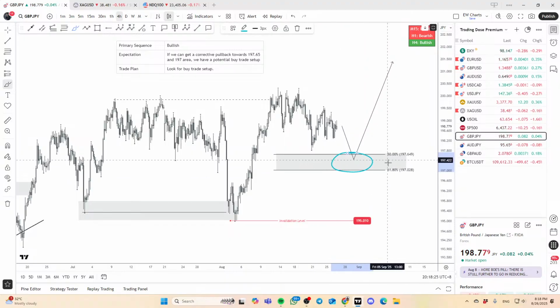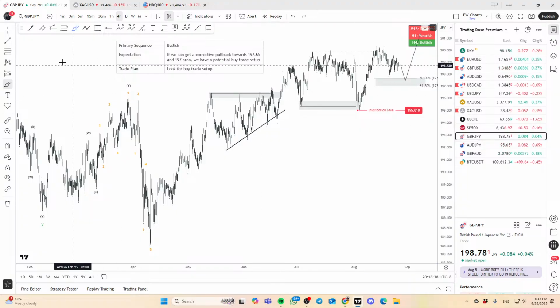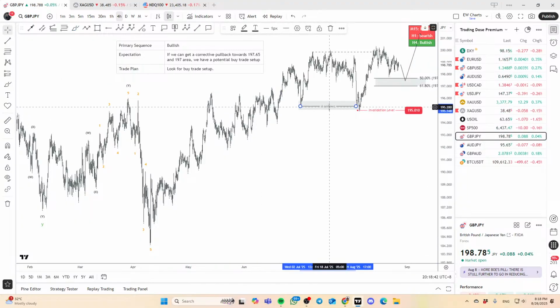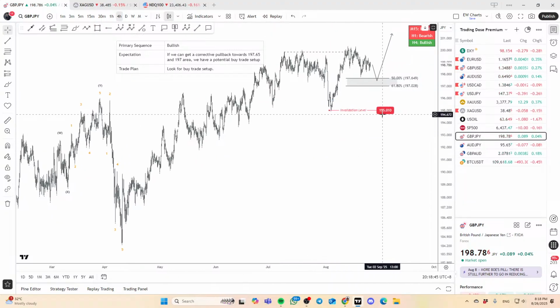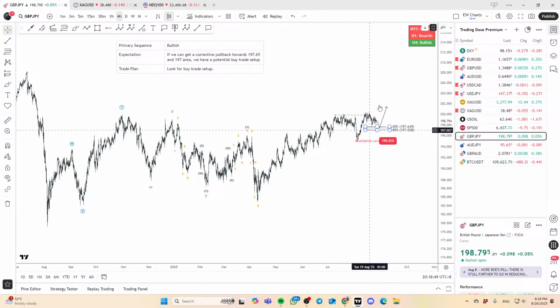As of now, the key area or point of interest is going to be around that 50 and 618, right? So that will put you around 197.65 to 197 psychological number. If we can get a pullback towards that zone, that is where we're going to look for buy, right? So overall, if I clean this up a little bit, okay, that's the view on it, right? Overall, likely going to be more upside from here.